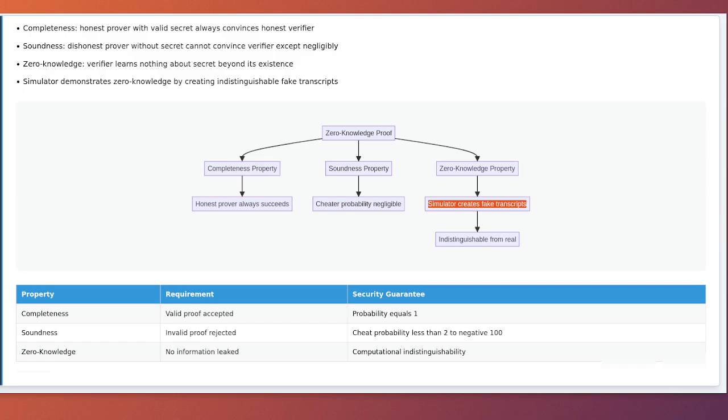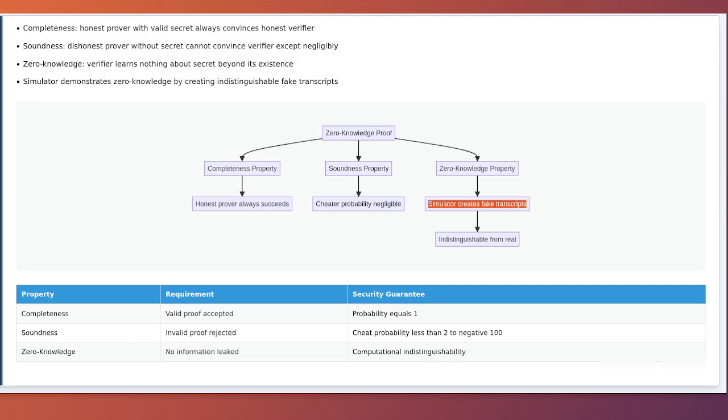Non-interactive proofs are particularly useful in blockchain and distributed systems where you can't have real-time interaction between parties. Another important distinction is between computational zero-knowledge and statistical or perfect zero-knowledge.